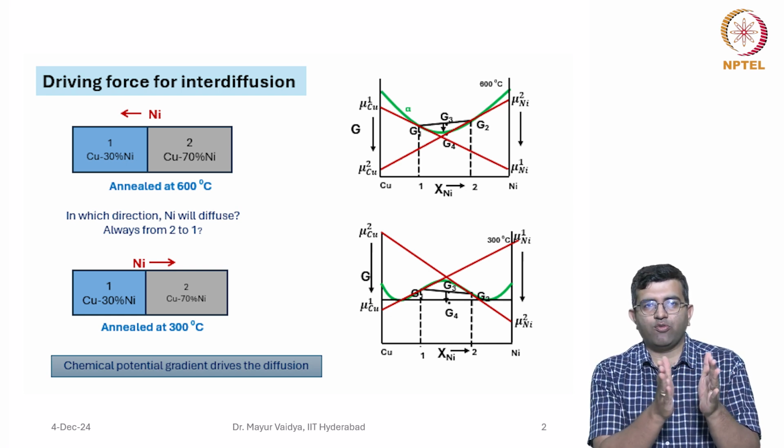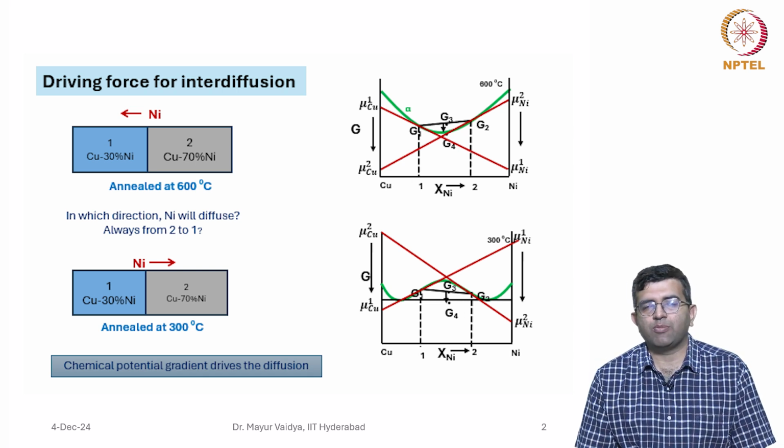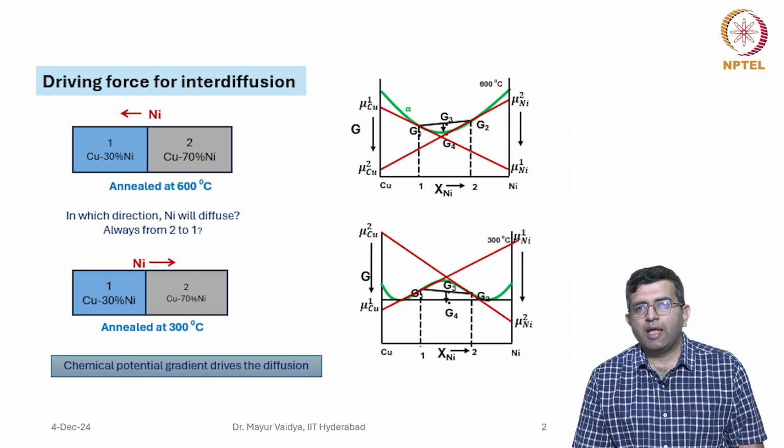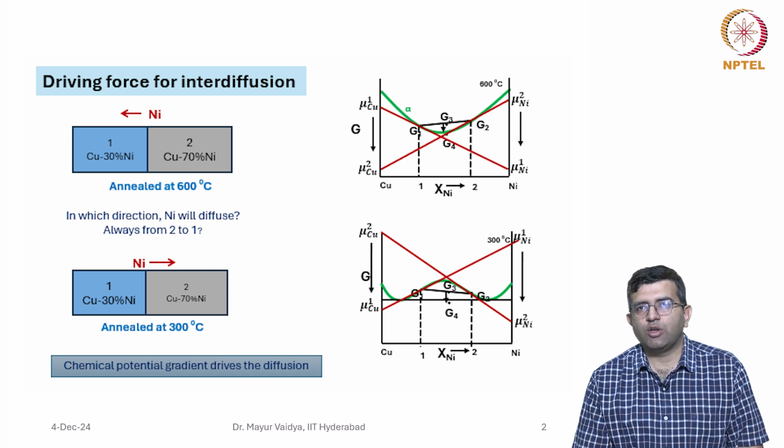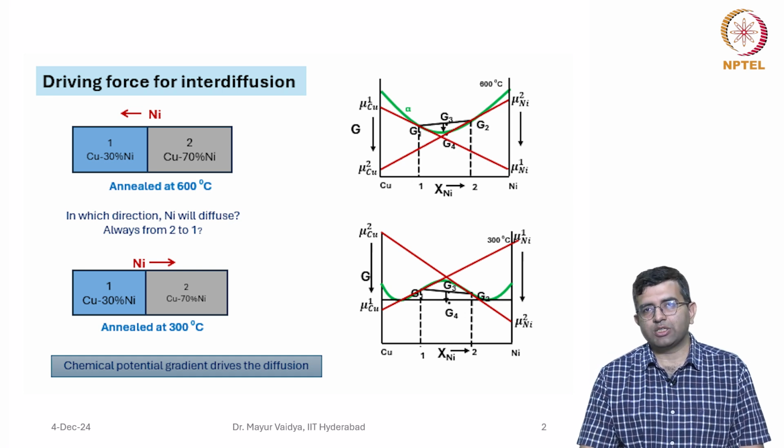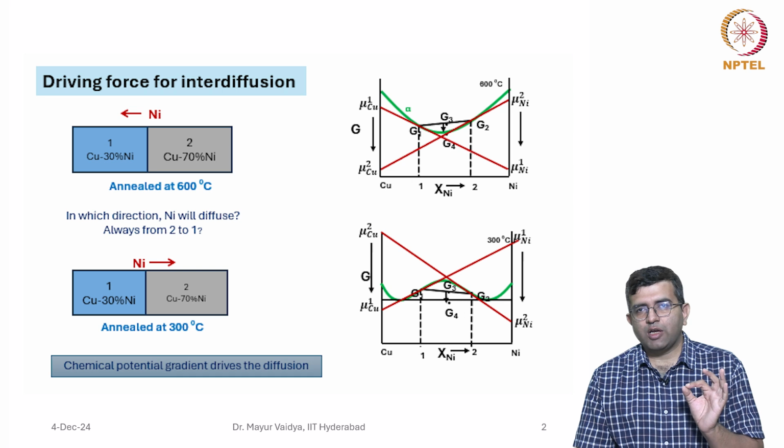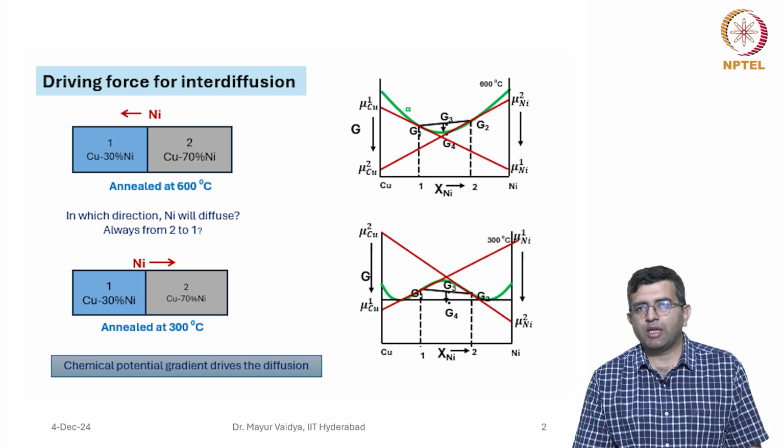If the nickel tries to diffuse in the direction given by the concentration gradient, as we know, that means it will tend to come to this point here, which will lead to an increase in the free energy. So you can see that the nickel in this alloy 2, if it tries to come to this composition here by moving from 2 to 1, then the free energy will tend to increase, which is not a favorable condition. Instead, the nickel will try to diffuse from alloy 1 to alloy 2, so that there is a further decrease in the nickel composition and it reaches here.